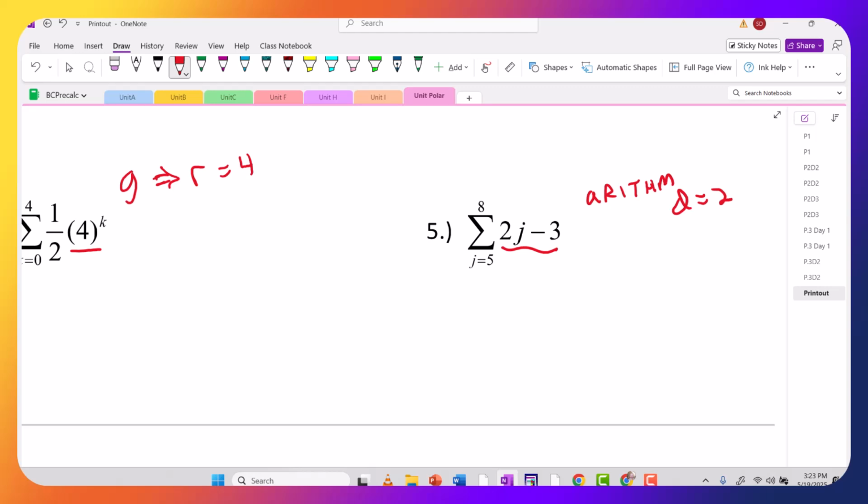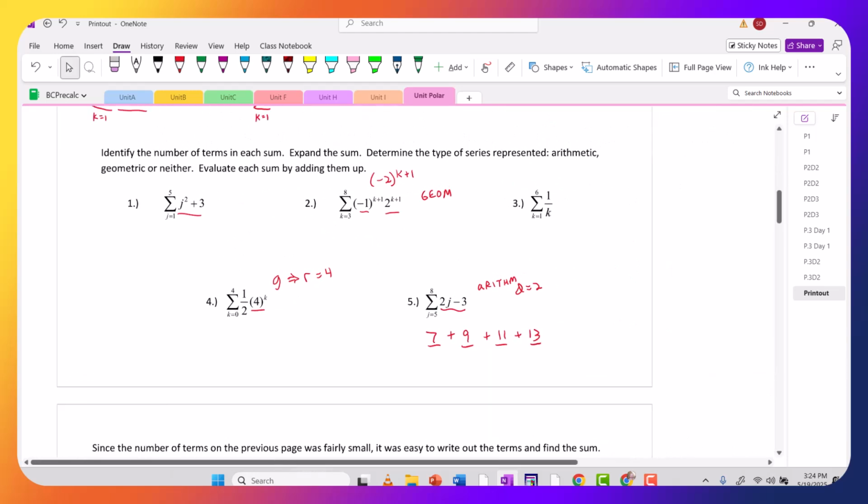2 times 5 is 10. 10 minus 3 is 7. 6, 2 times 6 is 12. 12 minus 3 is 9. 7, 2 times 7 is 14. Minus 3 is 11. And then 2 times 8 is 16. Minus 3 is 13. So notice these go up by 2. That is the definition of an arithmetic sequence. So it's arithmetic, then evaluate the sum, just add these up.